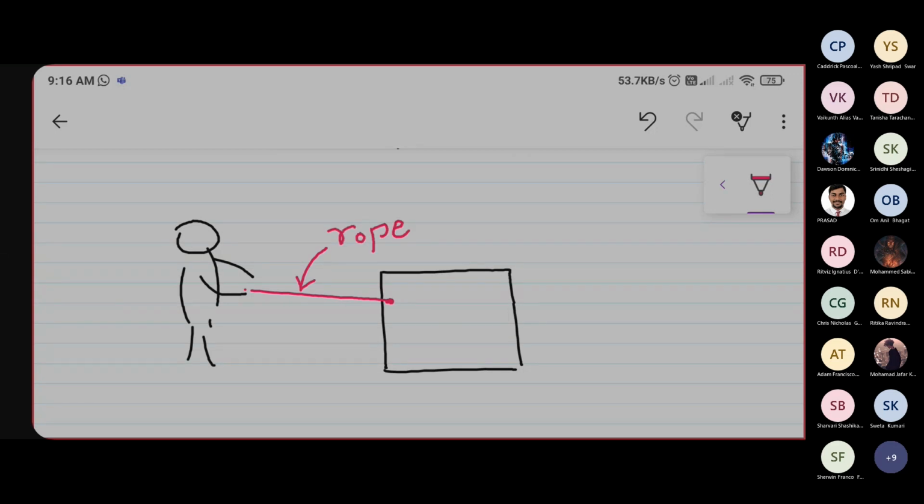Now tell me, which type of force can this rope apply on this box? You know there are two types of forces: one is a tensile force, another one is a compressive force. Or forget about tensile and compressive, just tell me, will it be push or pull? Everyone, I need this.